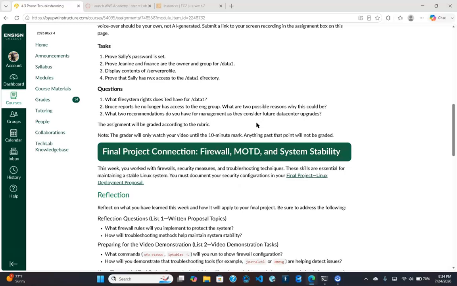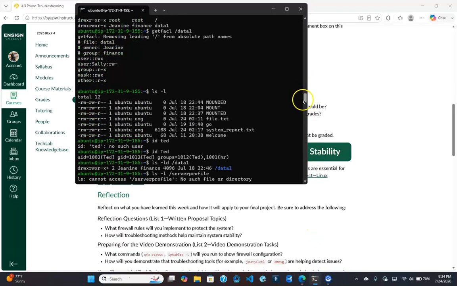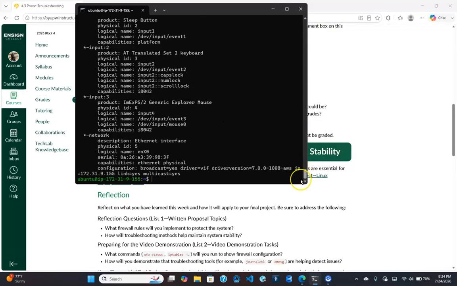What two recommendations do you have for management as they consider future data center upgrades? Not really sure. I'm still kind of learning how this works and how things get put together. A lot of information, and I'm still trying to process all of it.